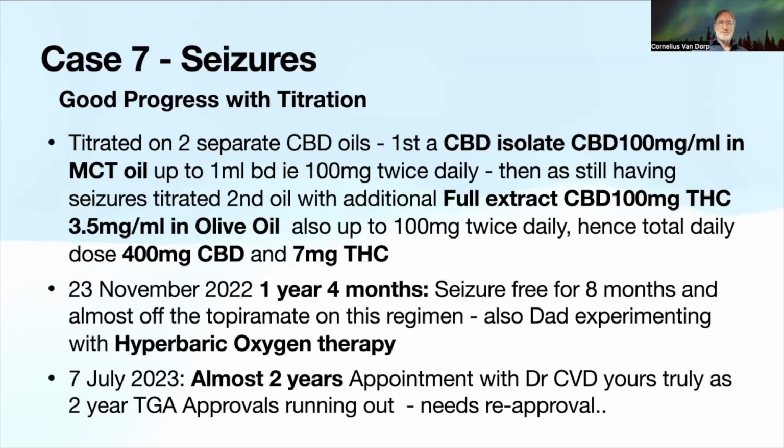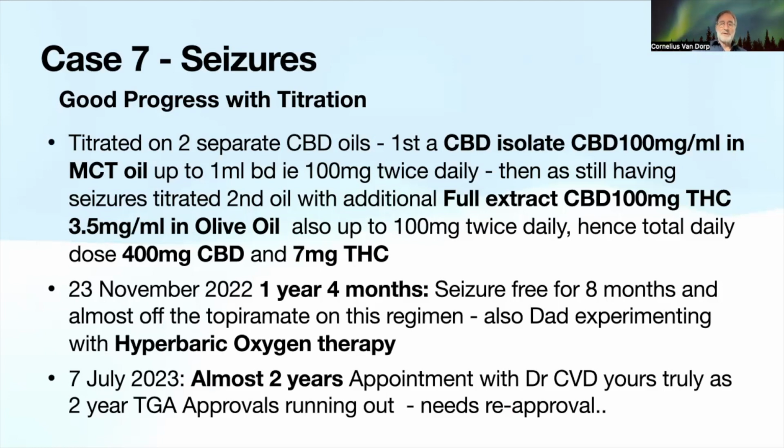So he was titrated on 2 separate CBD oils, first an isolate, 100 milligram a mil, and then a full extract, CBD 100 milligram in olive oil, also up to 100 milligrams twice daily. So he was getting 400 milligrams of CBD a day and 7 milligrams of THC. Then 1 year and 4 months, he was seizure-free for 8 months and almost off the topiramate.